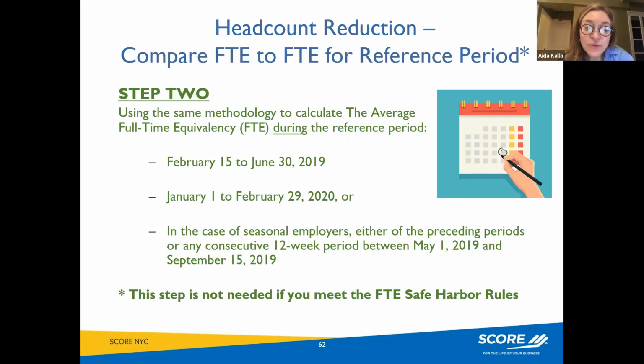What you now need to do is the following. You're using the same method that you used in step one, which is for your actual spend. And you're going to choose here, they're giving you a choice of a reference period, either the 15th of February to the 30th of June of 2019 versus January to February 29 of this year. In the case of seasonal employers, you also have different ways of calculating the reference period. This step is not needed if you meet the FTE safe harbor rules, and you'll see why in a minute.